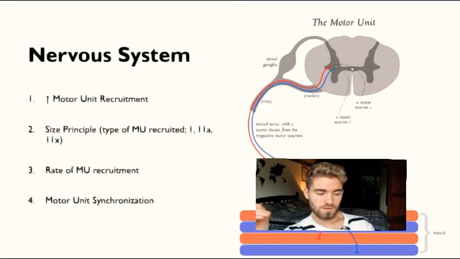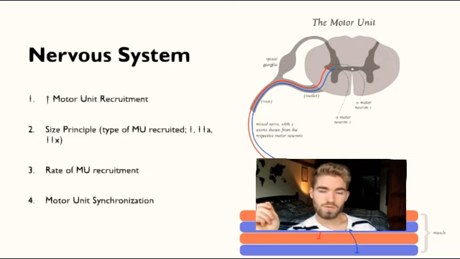Rate of motor unit recruitment is number three. So that just means the speed at which you can recruit those motor units. So the more efficient you become at that movement, the faster you can recruit those motor units. And finally, we've got number four, where it's motor unit synchronization. And that's essentially the sequence of recruitment. So if I'm doing a bicep curl, my brain is going to recruit the fastest muscles really quickly and in the correct order to make that movement as fast, as powerful, and as efficient as possible.